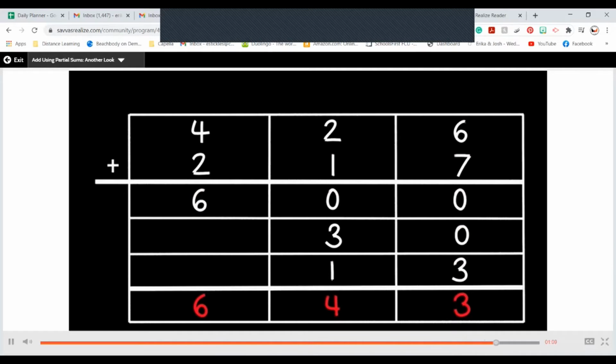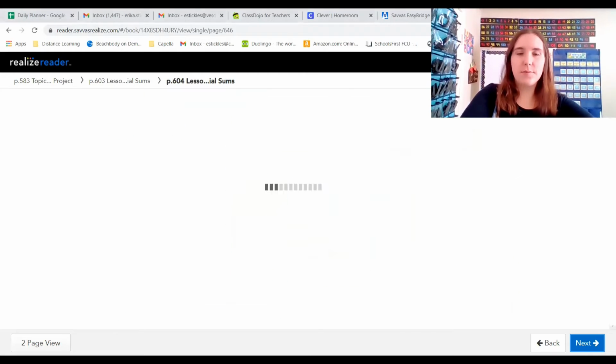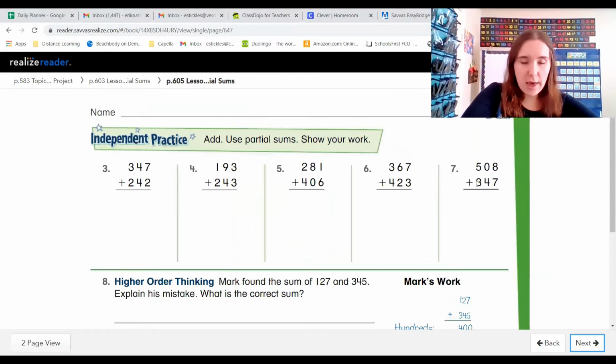We did it! This problem looked so hard at first, but using partial sums made it really easy. Okay, let's keep practicing in our workbook. Let's turn that page. Okay, let's do number 3 together. It's the same thing, you guys. We just don't have the chart. So just like our last problem that we did.